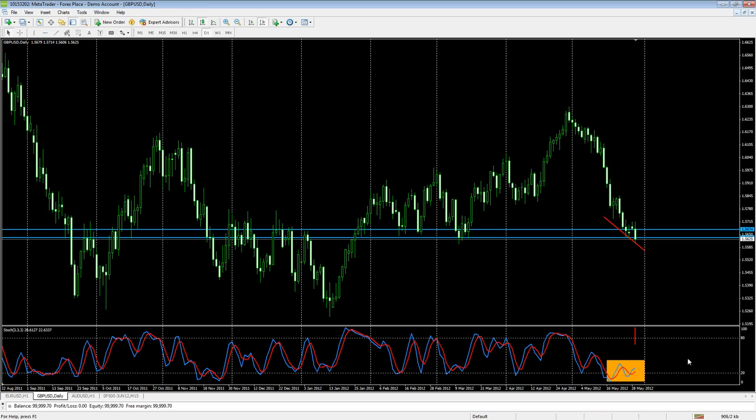Okay, on the stochastic you can see here higher lows. Let me put this here. Okay, you can see higher lows on the stochastic on the daily chart. But again, we know that this area here on the pound dollar was a strong support area. Okay, so we may find support again around here.